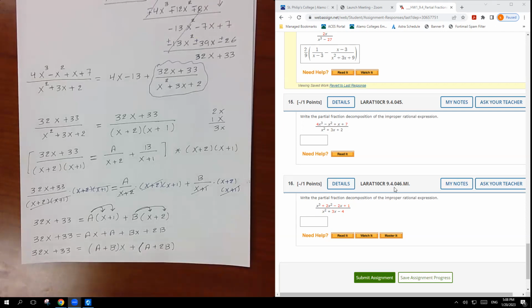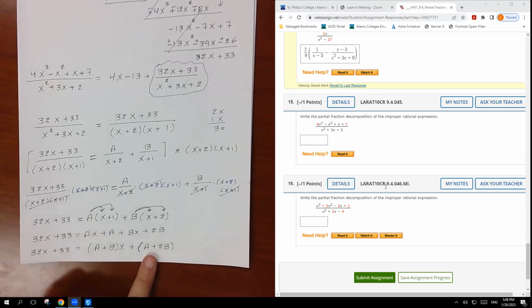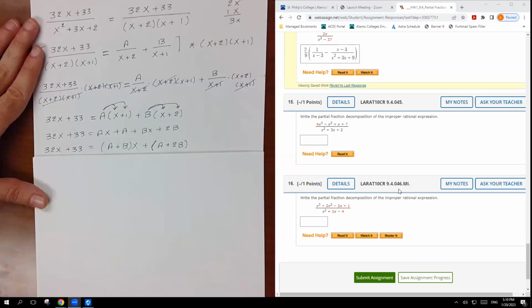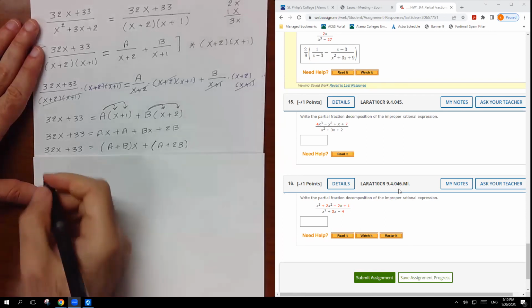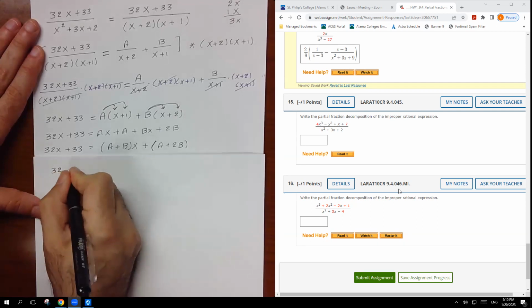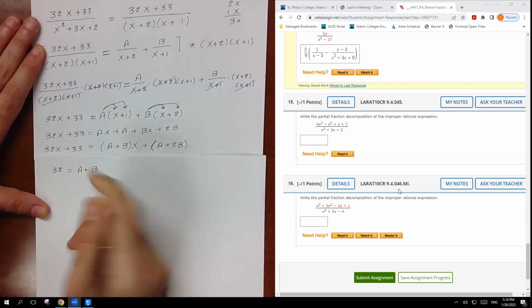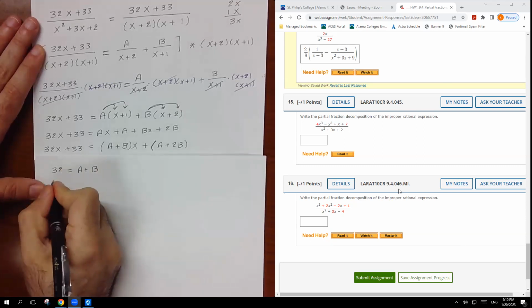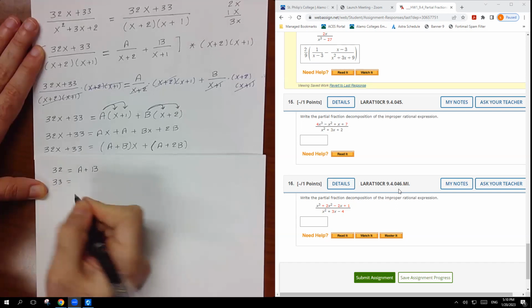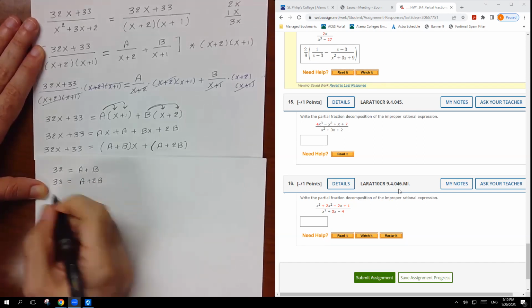Now we have to go to the next step. Take the group from here equal to the group from here, and the constant from here equal to the constant from this side. So let's keep going. That means 32 is going to be equal a plus b, and 33 is going to be equal a plus 2b.